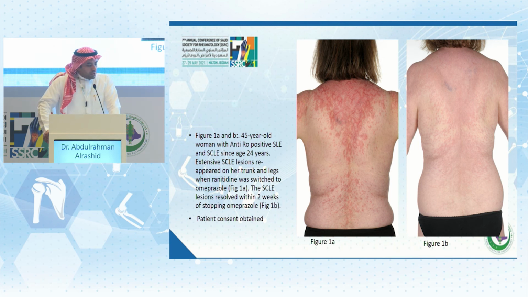This is one of our patients. She's 45 years old. She has had lupus since the age of 24 and has positive SSA, and she developed this typical SCLE rash after she shifted from ranitidine to omeprazole. Classically, in this group of patients, the rash is very angry and itchy, which again might be a hint that this could be drug-induced rather than primary. We see in figure B complete resolution after 2 weeks of stopping the omeprazole.